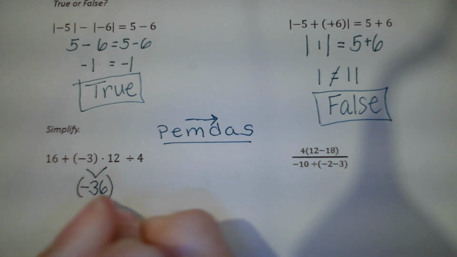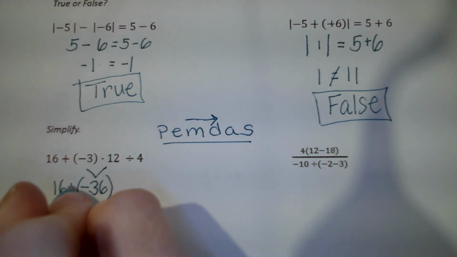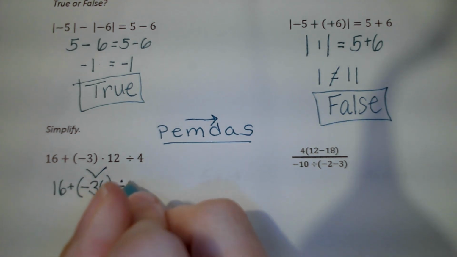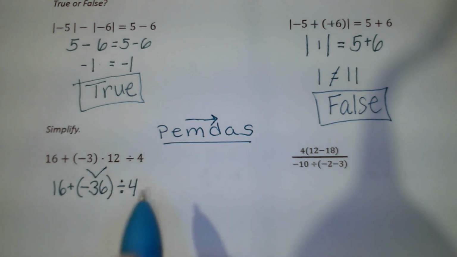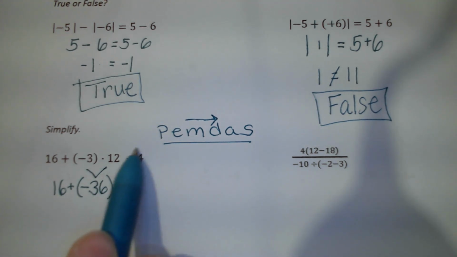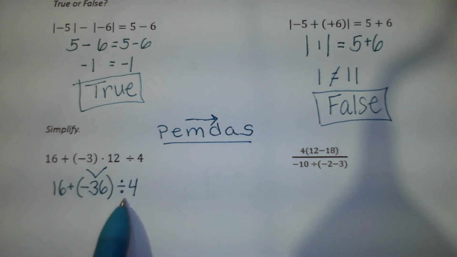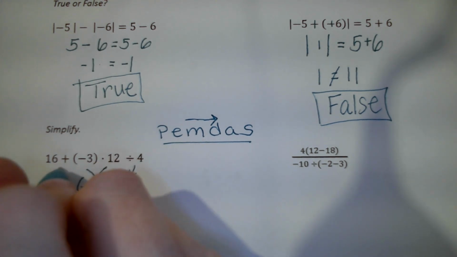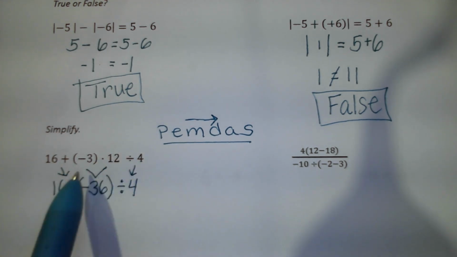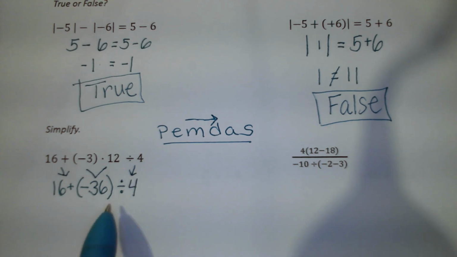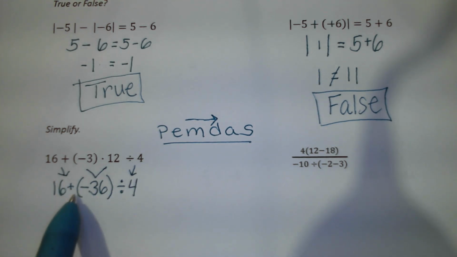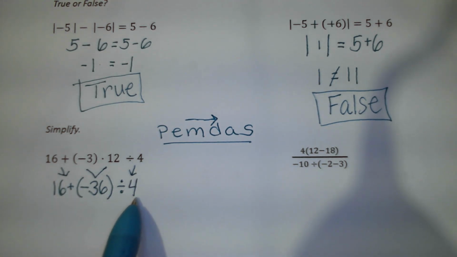-36. Then I bring down the rest of the expression, making sure to bring everything down. Always look at the end. Sometimes it's really easy to forget these guys at the end. So always double check that you've brought everything down. If you want to, even draw little arrows so you can see if there's something without an arrow under it, it wasn't brought down. Then we have 16 plus -36 divided by 4.